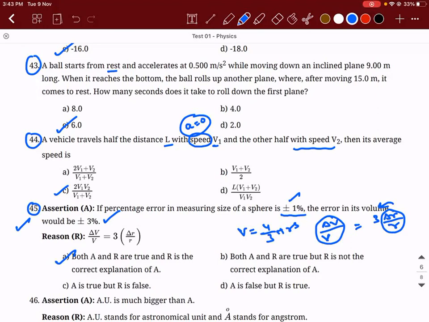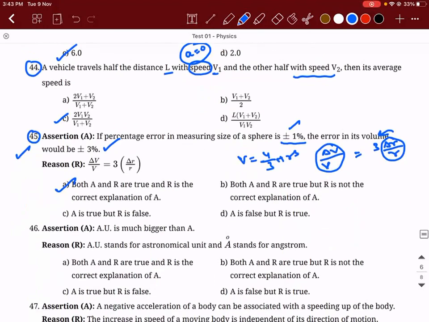46th. AU, what does AU stand for? AU stands for astronomical unit. So what does astronomical unit mean? Astronomical unit is the mean distance between the center of the sun and the earth. Okay. So obviously it is going to be greater than A. Here A actually should have been this angstrom.